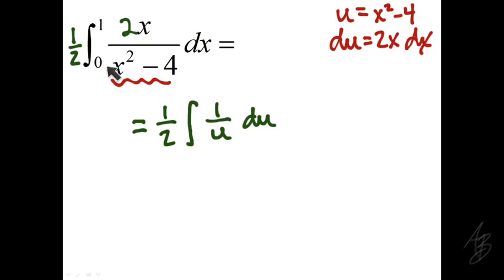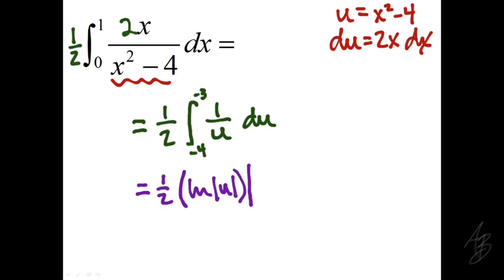But just like the last example, these are x values, the 0 and the 1. So we have x equals 0 and x equals 1. So what we can do is put 0 in for x here, and 0 squared minus 4 is negative 4. We can put 1 in for x here. We get 1 squared minus 4 is negative 3. So on the u-axis, we're going from negative 4 to negative 3. At this point, all we have to do is evaluate our integral.